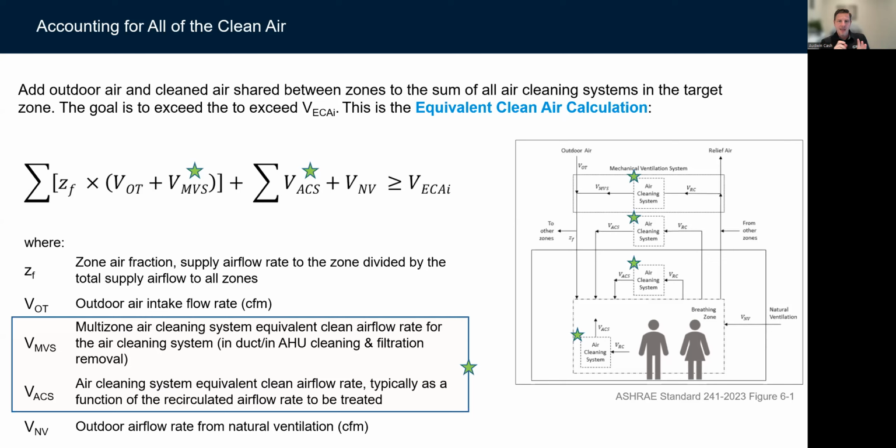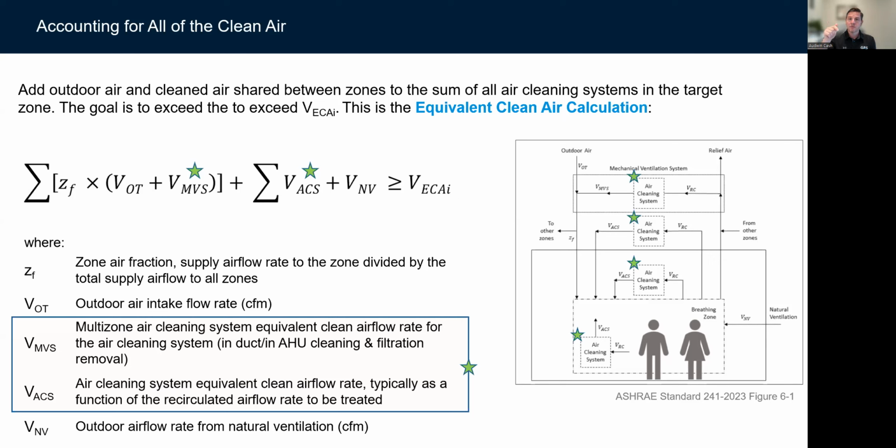So you see the VACS and all those stars. Those are all the places where you can have an air cleaner in your system, whether it's filtration, whether it's a dedicated air cleaner in the room, whether it's in the ceiling, it doesn't matter. Those systems scrub certain amounts of air. Those are where the volume of returned air comes in that gets cleaned, and then it delivers VACS, which is the volume of air cleaned by the system. Adding all of that together needs to be greater than or equal to the VECI, which we calculated from above.